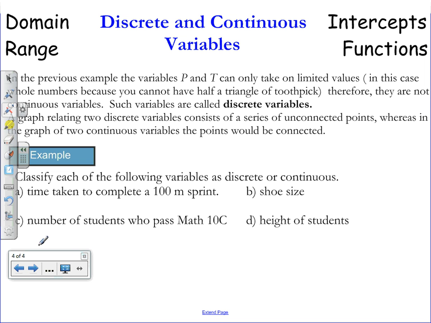Right? Shoe size. Discrete or continuous? If you're buying shoes, it's discrete. It's just asking about your shoe size. It's either a 10, a 10 and a half, an 11. But it's still discrete. C, the number of students who pass 10C, is that discrete or continuous? It's discrete. D, the height of students, is that discrete or continuous? It's continuous because if you measure it specifically, it's a whole range, right?